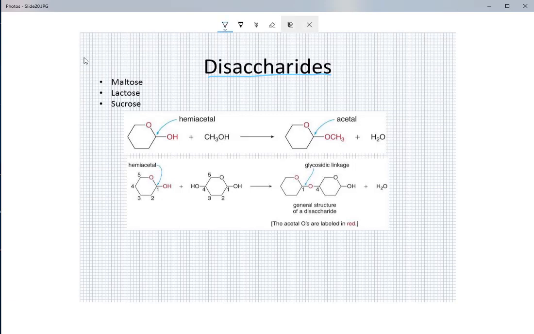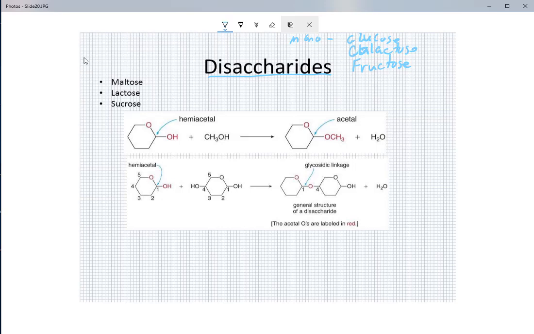Alright, so for the disaccharides, let's review here for the monosaccharides. The monosaccharides, we had 3. There was glucose, galactose, and fructose. Glucose and galactose were diastereomers. They're both 6 carbons. They're aldohexoses. Fructose is a ketose. We'll see that in just a moment. Those are the monosaccharides. The disaccharides, there's 3 of these as well.